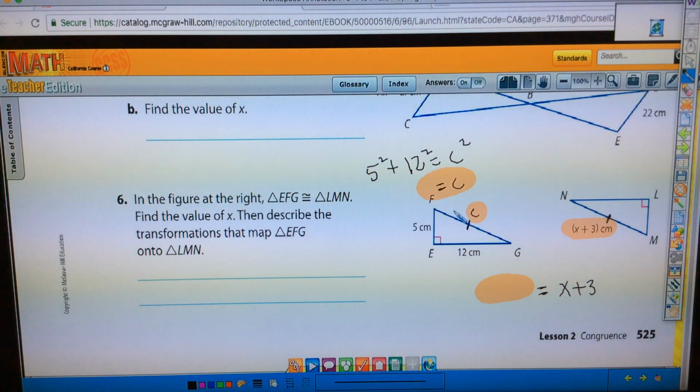Take that, I guess we're talking about centimeters here. Whatever that measurement is in centimeters, you're going to set it equal to x plus 3, and then you're going to solve for x. So basically, all you're going to do to get x by itself is subtract 3 from both sides.